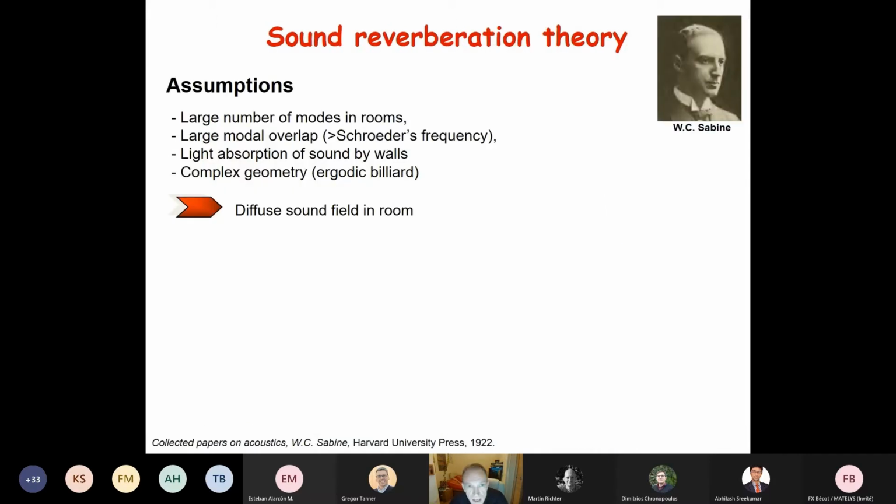So, for instance, let's start with the most common statistical theory of sound, I mean, Sabin's theory of reverberation. The assumptions required for that theory are a large number of modes, a large modal overlap, usually above the so-called Schroeder's frequency, light absorption of sound by walls in order to ensure a large number of reflections of rays, and also complex geometry in order to ensure that any ray travels or passes through any point of the structure. This is what we call an ergodic billiard. And under those conditions, we get a diffuse field.